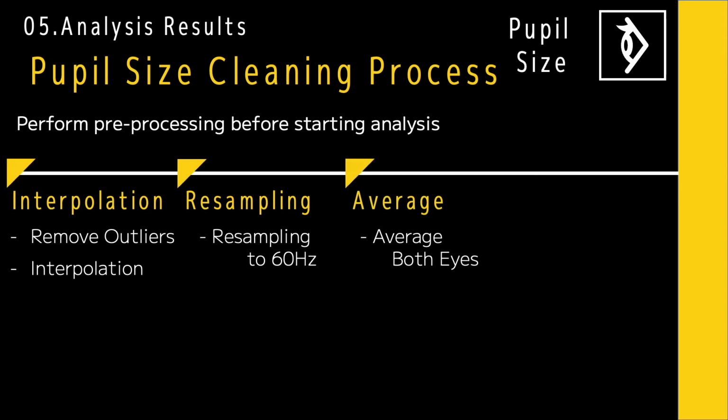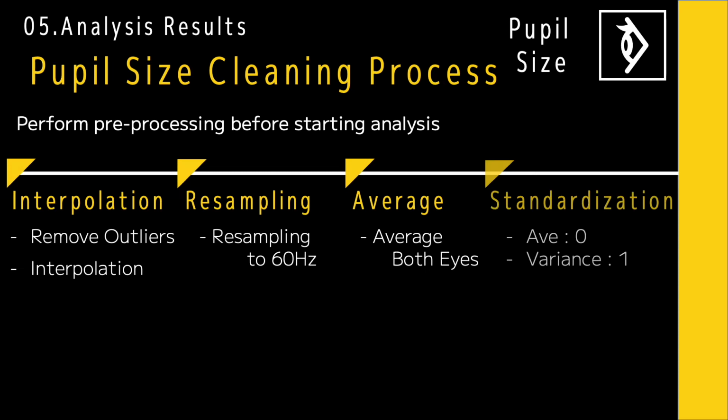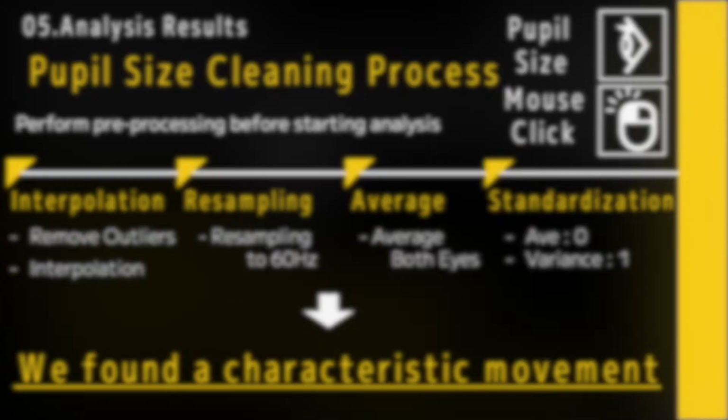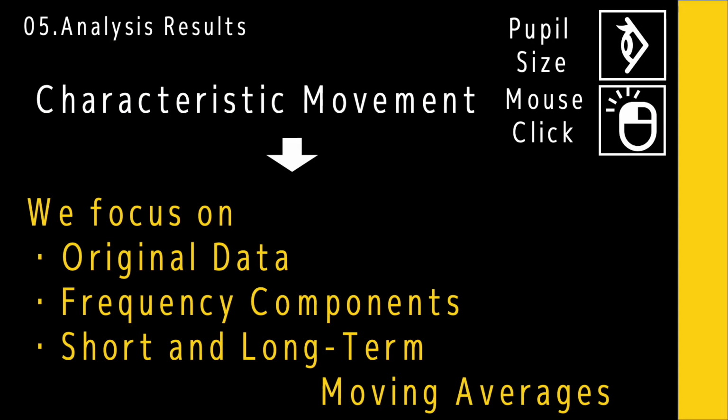Next, we averaged the left eyes and right eyes data at the same time. Finally, we standardized with a mean of 0 and a variance of 1. This pre-processed data is the target of the analysis. We found a characteristic movement in this data. We analyzed our data from 3 perspectives. We focused on the original data, frequency component, and long short-term moving averages. I will explain one by one.